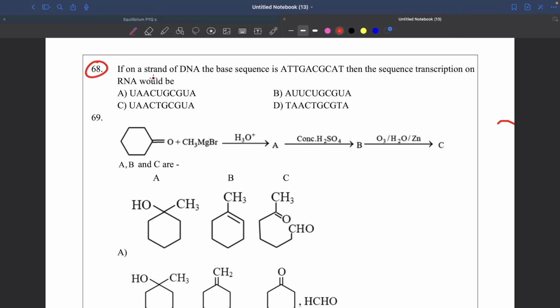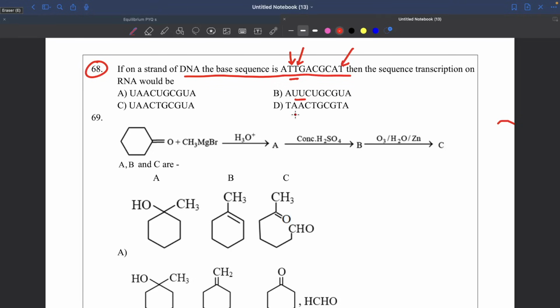68. On a strand of DNA, the base sequence of ATT, GA, CG, CAT, then the sequence of transcription on RNA would be what? Okay. RNA का transcription आपको calculate करना है. Okay. DNA to RNA, what we have to do? So, we need to replace the thymine by uracil. All thymine should be replaced by uracil. So, A के बाद 2 U's should be there. So, this looks correct.